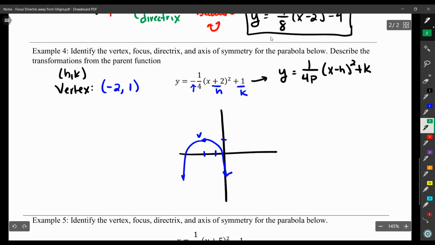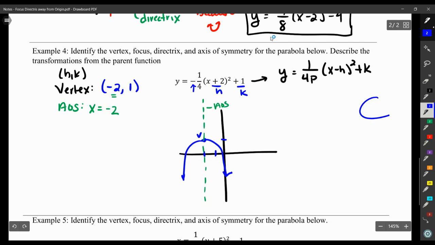And now that I know that it opens down, I can draw on that axis of symmetry. So the axis of symmetry is vertical for this guy. So a vertical axis of symmetry is x equals. And since it's x equals, the x of the vertex is -2.